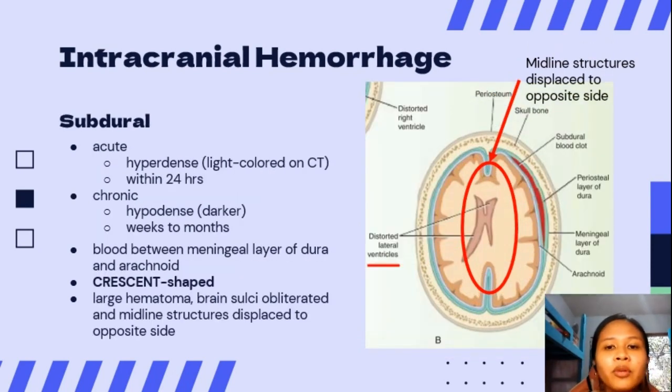The subdural hemorrhage can be identified on the CT scan as a crescent-shaped hyperdense collection of blood. Hyperdense if it is acute, and if it is hypodense, which appears darker, the hemorrhage is chronic. And if the hematoma is large, the brain sulci will be obliterated, meaning the characteristic folds of the brain will disappear, and midline structures will also be displaced.